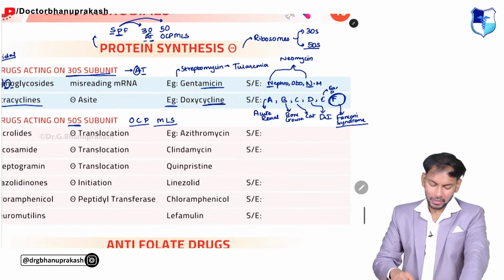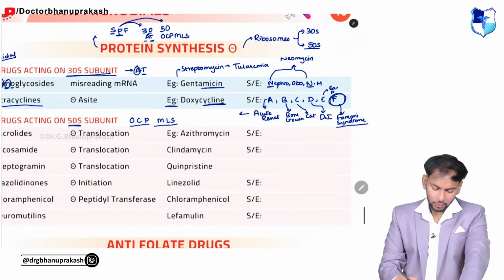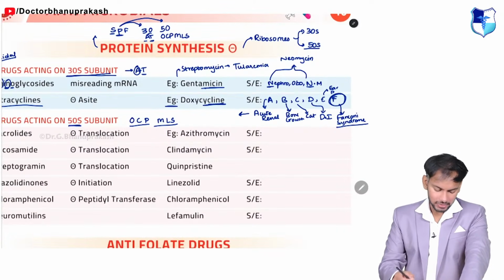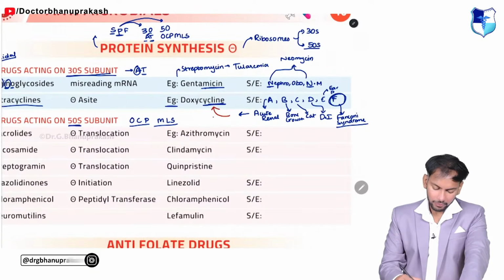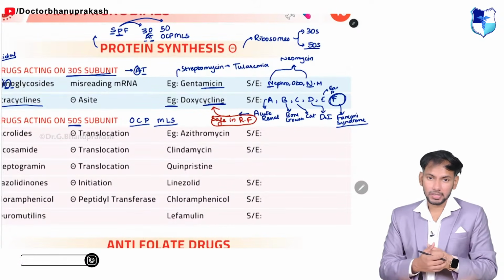Please remember this. Now, in acute renal failure, which tetracycline is safe? They will ask you. That is doxycycline. Doxycycline is safe in acute renal failure or a patient with renal failure. Which tetracycline can you use? You can use only doxycycline.